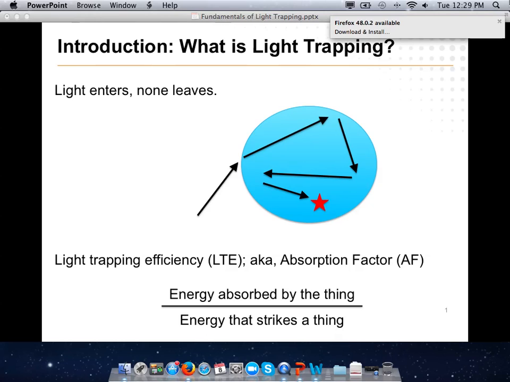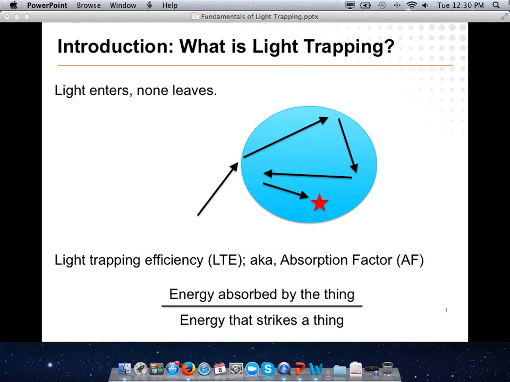Light trapping is essentially exactly what it sounds like. Here is some object in space; I just drew a little circle. You imagine some ray of light coming in and hitting it, bouncing around inside, and eventually being absorbed inside that object. That's what you would mean by trapping. It doesn't matter how or when it gets absorbed, just as long as it doesn't leave the object, or bounce off of it in a reflection or a scattering event. So we kind of want to make little black holes, in a sense: light enters and nothing leaves.